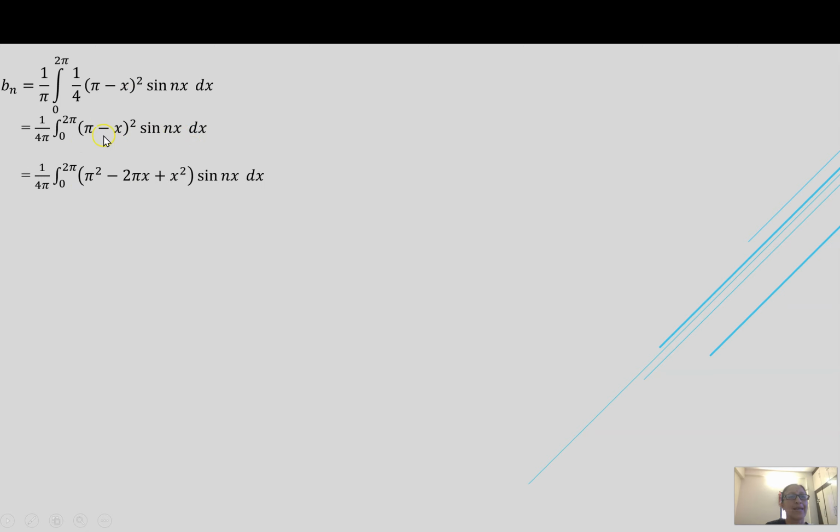Now let us find bₙ. Now here bₙ equal to 1 by π integral 0 to 2π f(x) sin nx dx, that is the general formula. So instead of f(x) we have written 1 by 4 into (π − x) whole squared sin nx dx. Now as usual here we have written 1 by 4 outside. So 1 by 4π integral 0 to 2π (π − x) whole squared into sin nx dx. Now expand this bracket, then you get (π² − 2πx + x²) into sin nx dx.